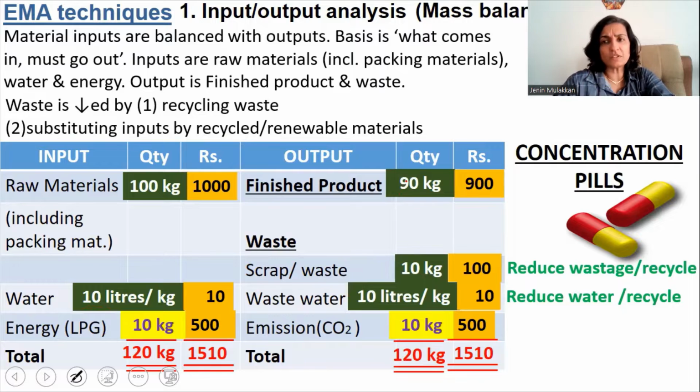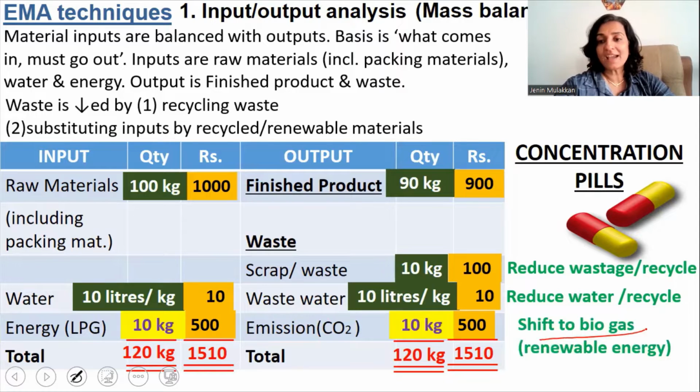So what are the renewable sources of energy? Renewable sources of energy are biogas. What is biogas? That is produced from plant waste and animal waste like cow dung. Or a renewable source of energy is solar energy. Then the carbon dioxide emission will be drastically reduced. So the option is to shift to biogas, which is a renewable source of energy.